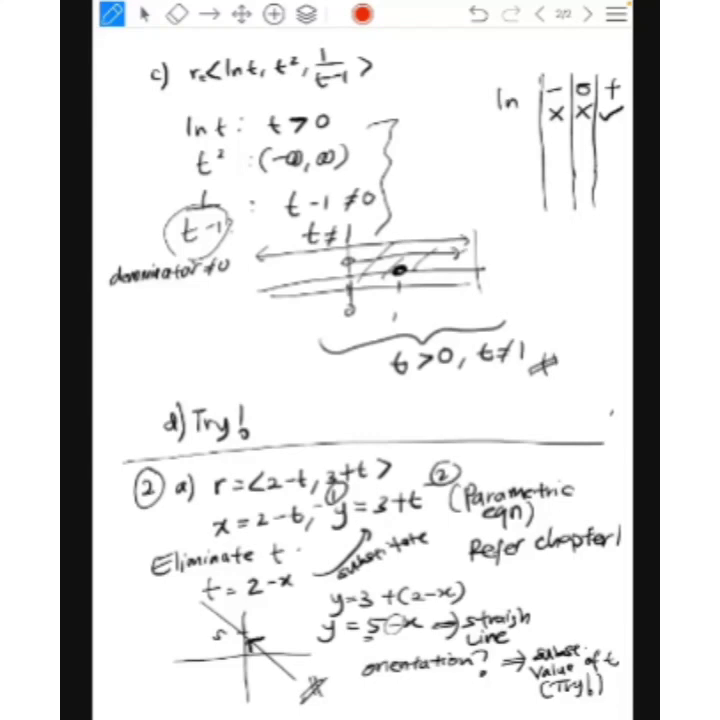Okay, for C, it will be a curve. Why? Because there's a square root of t. Okay, whenever it is not to the power of 1, it will be a curve. Okay, let's see 2C. We have r equals square root of t and 1 minus t. So our x is equal to square root of t and y equals 1 minus t. Okay, so just solve as usual as you solve the parametric equations in chapter 1.